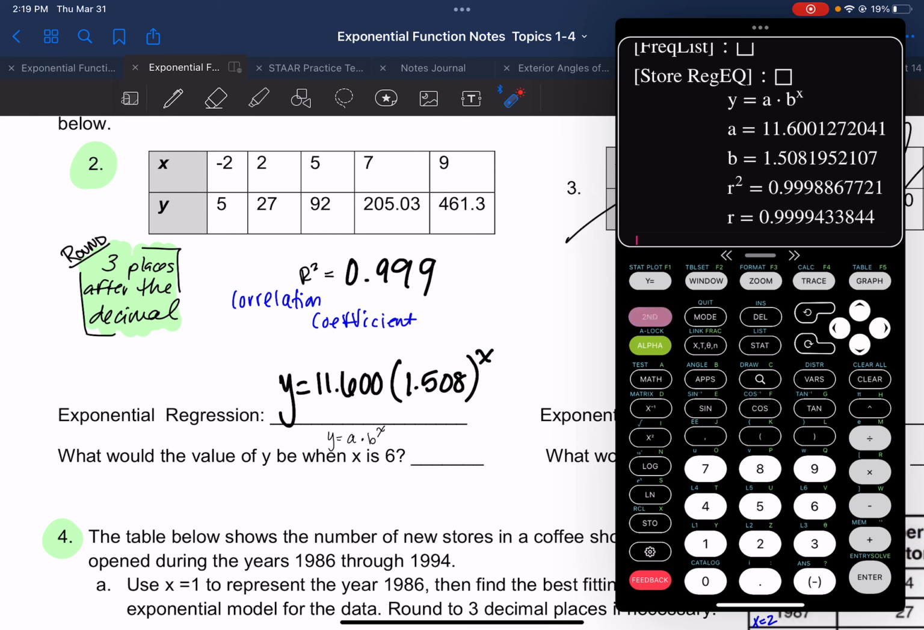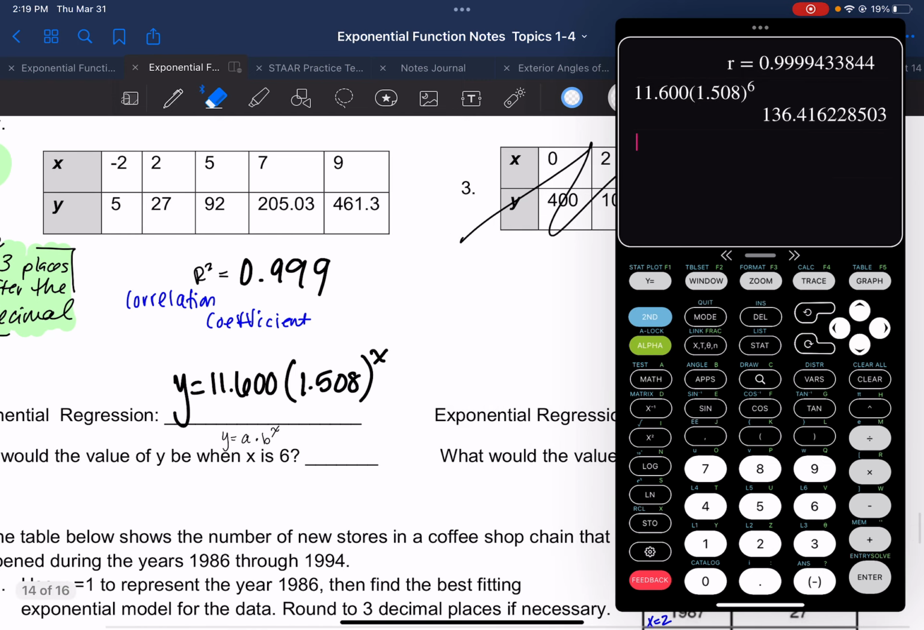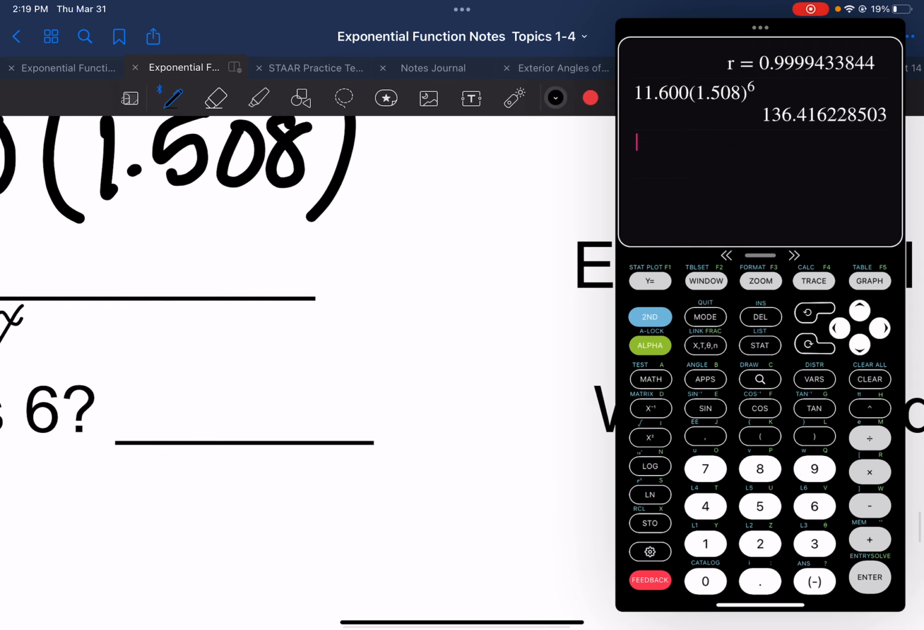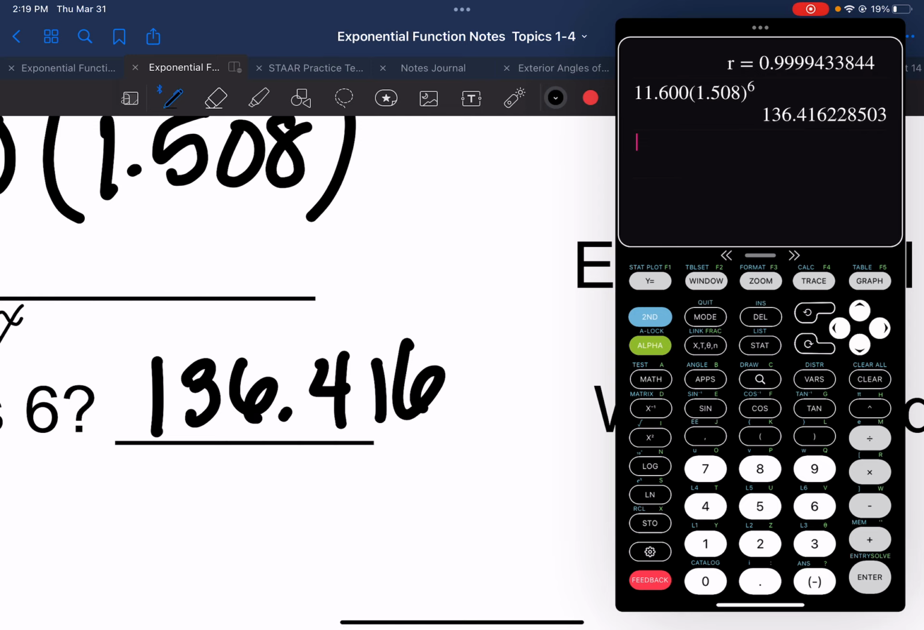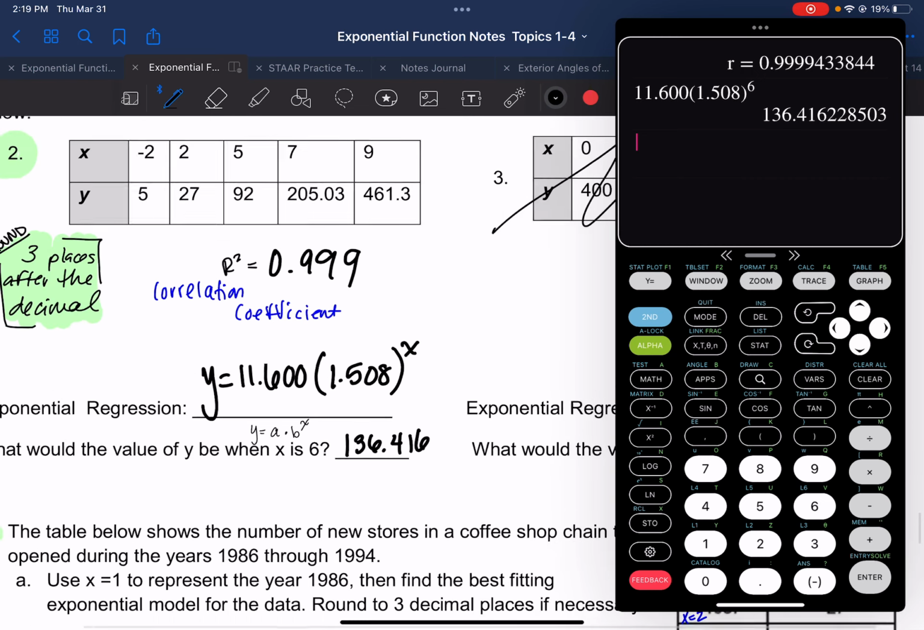So second mode gets you out of your screen. I have to just go to clear. Second mode will get you out of your screen. All right, so now let's do it. So 11.600 parentheses 1.508. Close that parentheses off to the power of 6. And I'm going to round 3 decimal places after. So let's see. 136.416. And leave it at that. So when your x value is 6, your y value is 136.416, approximately, right? Because we're rounding off, approximately. All right, so that's how you just do it from a basic table.